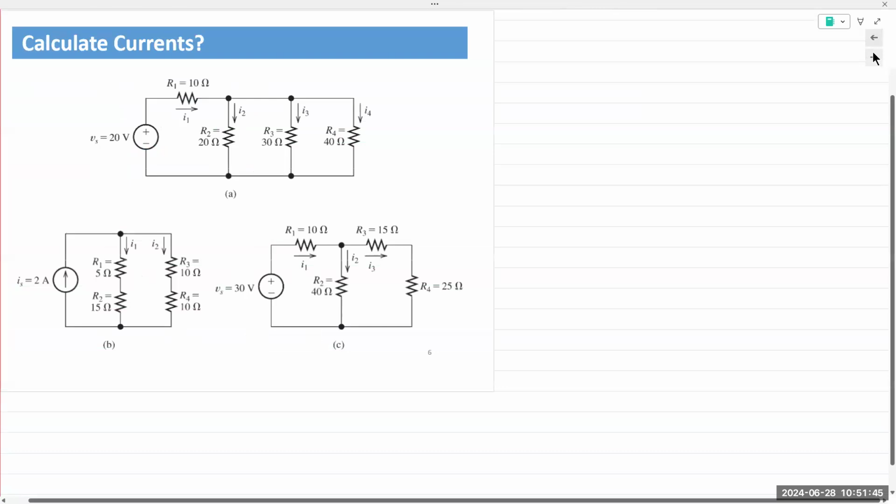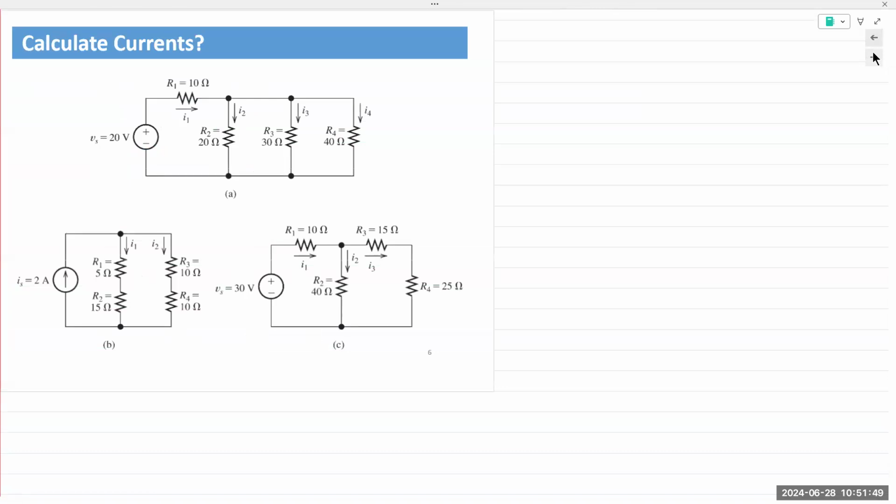All right. The question being asked here is just to calculate the currents, but we can use this technique to find voltages, currents, power, whatever we need. So let's take a look at the first circuit. What do we see? Simply the same circuit as the previous one, except we have one more resistor in parallel.